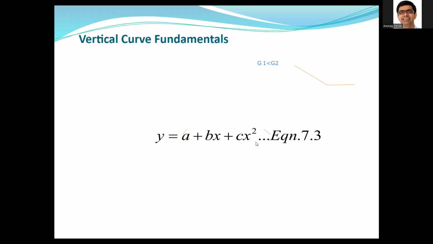What we'll learn in this class is that the basic parabolic equation takes the form a plus bx plus cx squared. In the next class, we're going to learn to apply this equation to do the vertical curve design. Again, this is module 2, so this won't show up on the test one week from today, but this is something that you're going to work on. We'll talk about that in the next class.